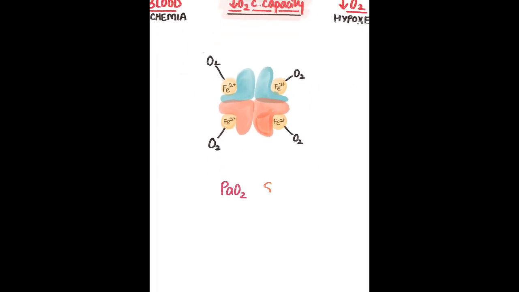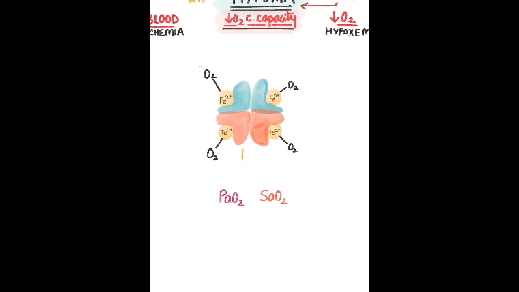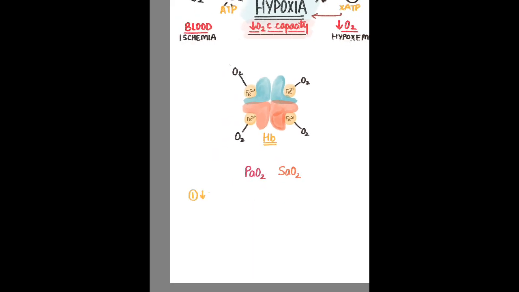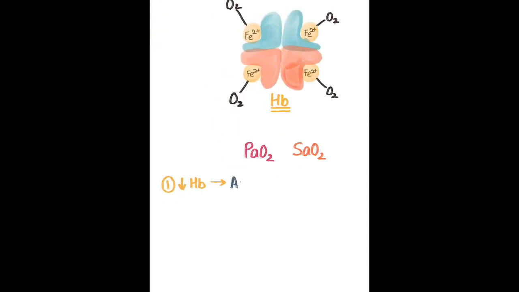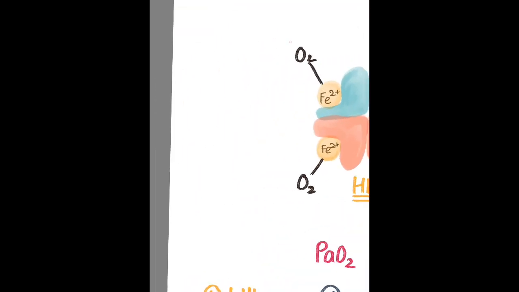So now that we know hemoglobin carries oxygen, what would happen if we have low hemoglobin? Now that would be anemia. Now we know in anemia there is enough oxygen, right? So the PaO2, that is the partial pressure of oxygen, would be normal, and whatever little hemoglobin we have, it is well saturated. So the saturation would be normal too.